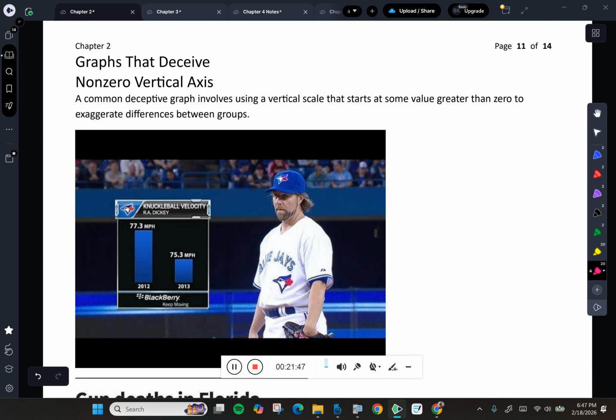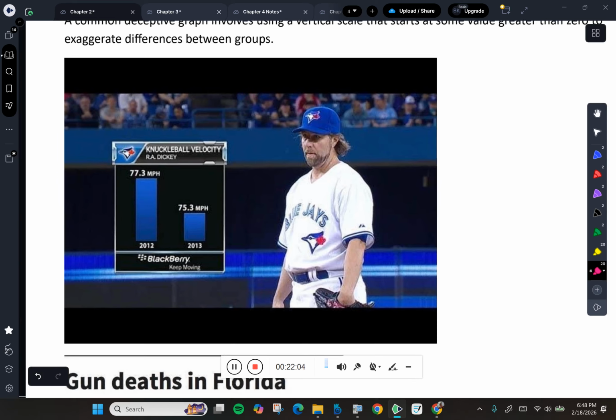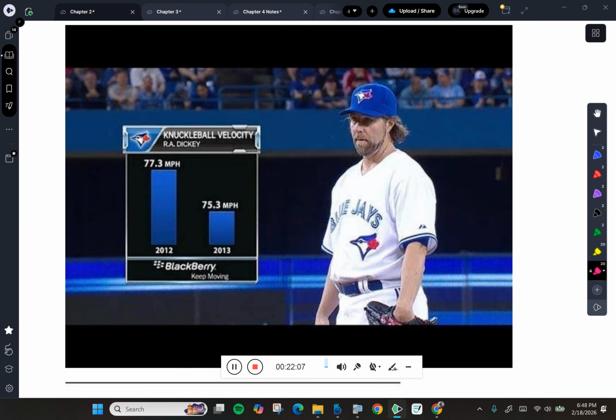One of the most common ways that people use graphs to deceive is to use a non-zero vertical axis. Okay? Now, this is a graph that was grabbed off of TV. It was grabbed off of a baseball game where they were talking about this pitcher and they were talking about the speed of their knuckleball. And when you take a look at this graph, upon first inspection, you would say, wow, if I label these 1 and 2, the speed of his knuckleball really dropped off from 2012 to 2013. Because that bar for 2013, this bar right here, is really small compared to this bar right here.